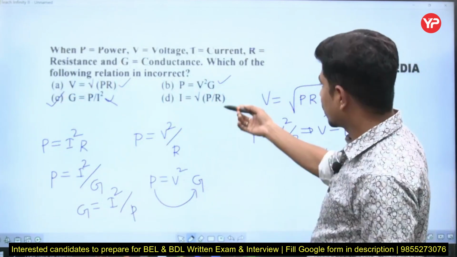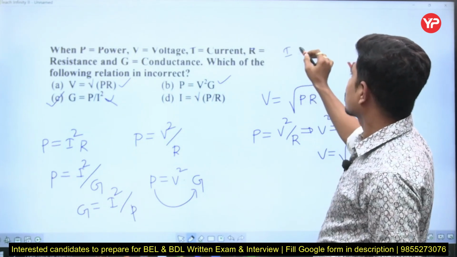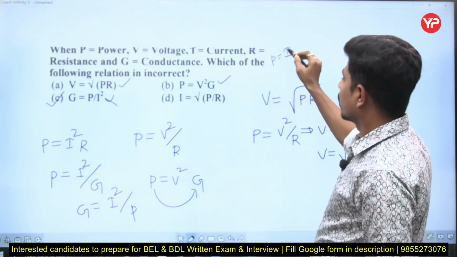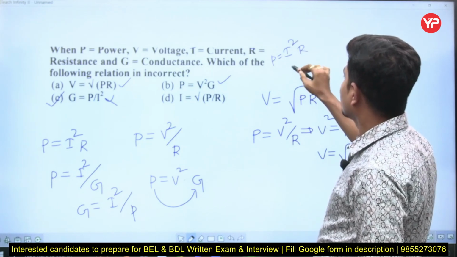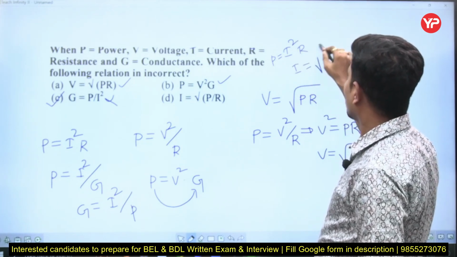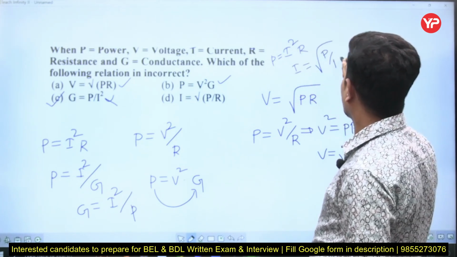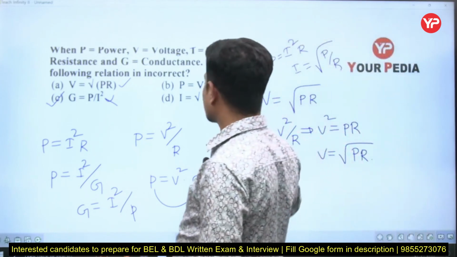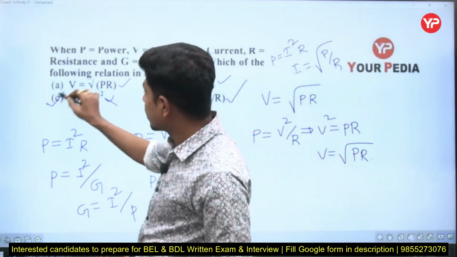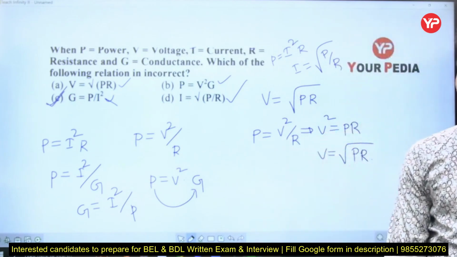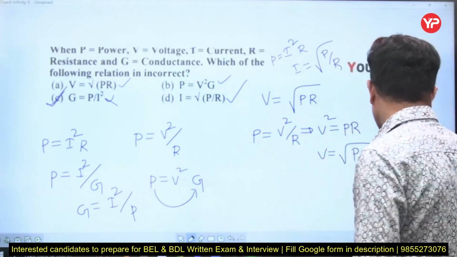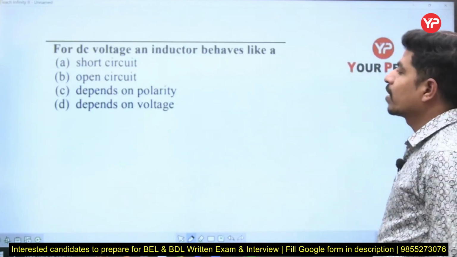Right? Now let's take the last one also. P is equal to I square into R. From this one, I is equal to under root of P by R. Yes, this relationship is also correct. But our answer is this one. He's asking which of the following is not correct. Option is C. Right. Let's go for the next question.